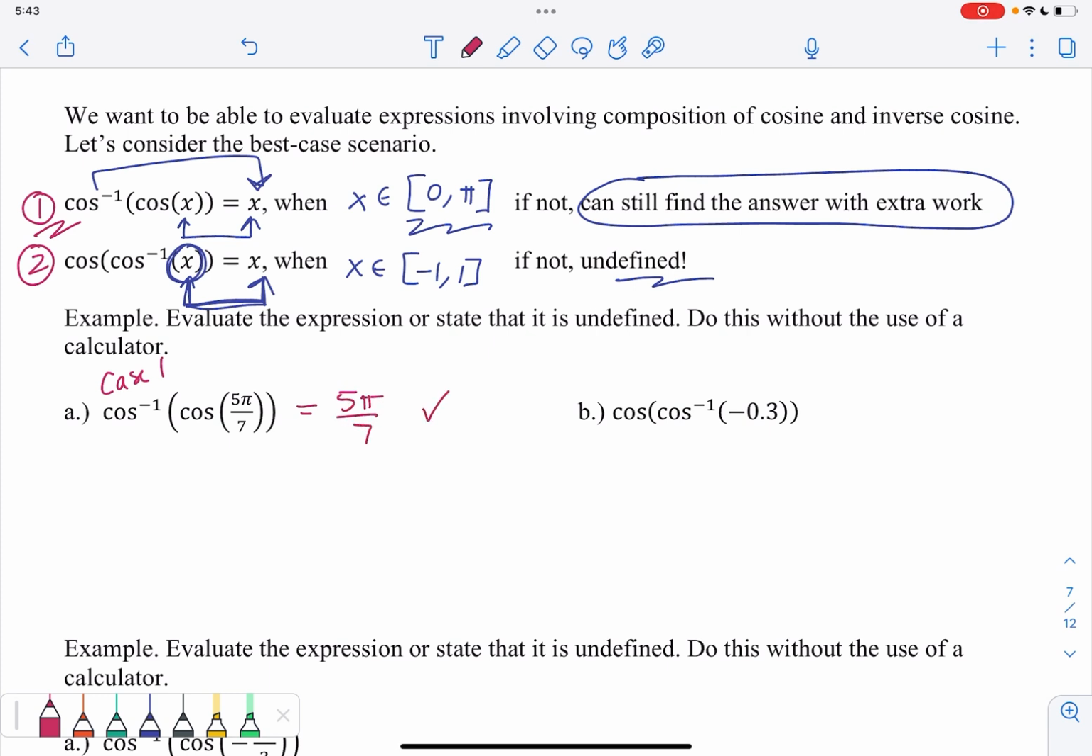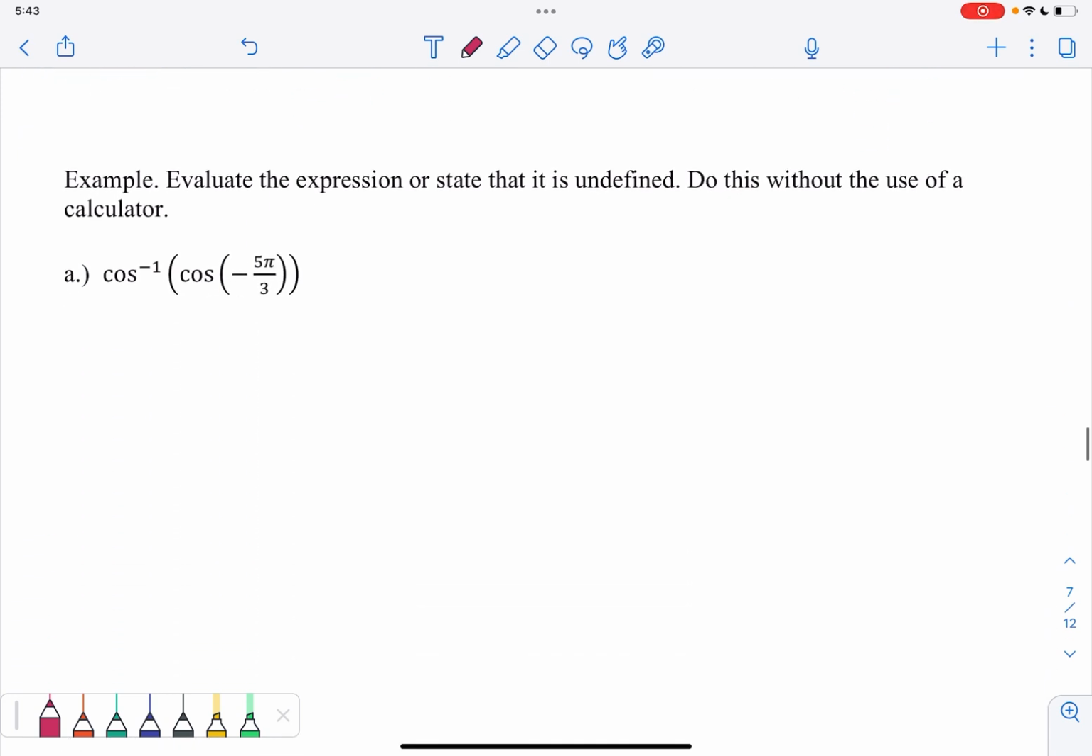What about part B? Cosine inverse of negative 0.3. Now we're in case 2 where cosine is the outside function. So I look at this input. The input of this composition is negative 0.3. Is that between negative 1 and 1? It is, so this is just equal to negative 0.3. Okay. Now we want to look at these kind of trickier ones, right? Let's look at ones that require those extra steps, that extra work, and see how to do that.